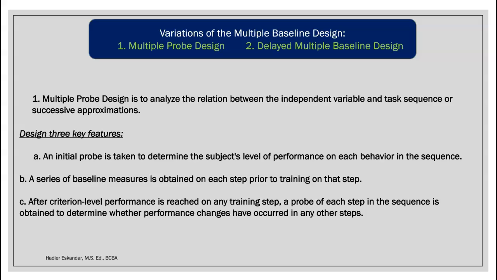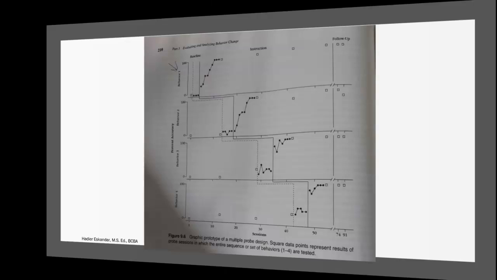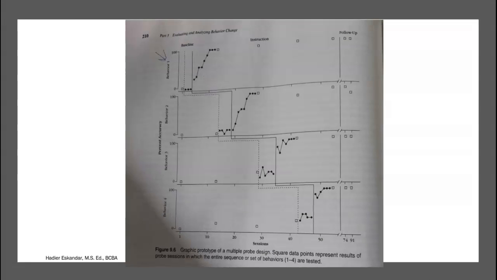So you're going to do a probe again, examining all the steps to determine whether performance changes have occurred in any other steps. Okay, so that's the third part of the probe design. It looks like this. I thought it would be easier to look at the visual from the book. So here, this square represents the probe.